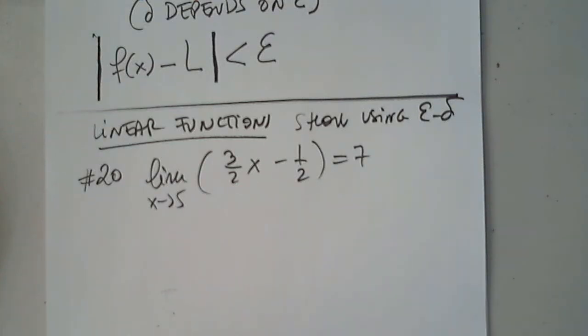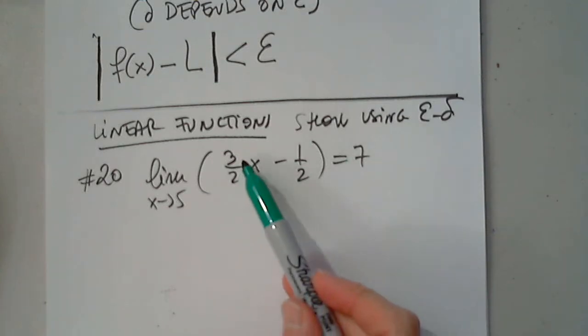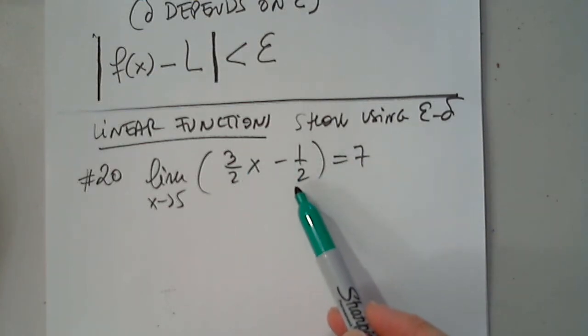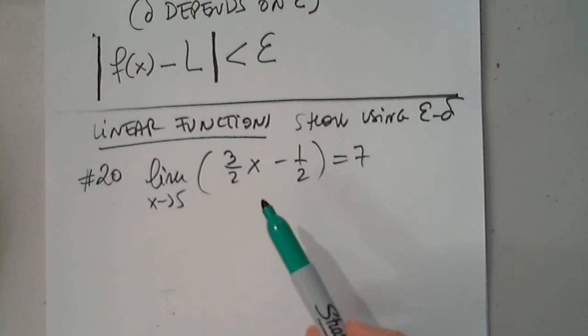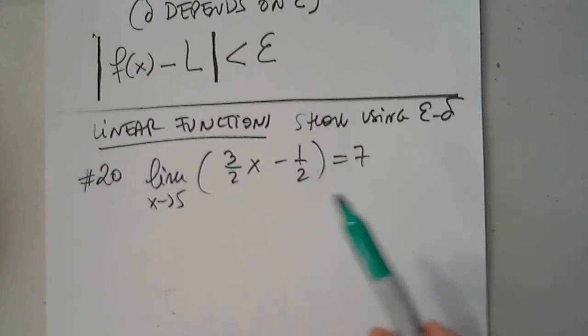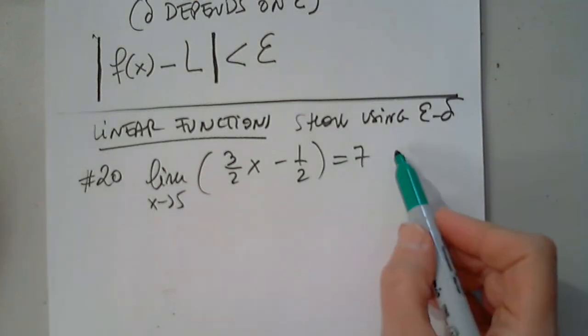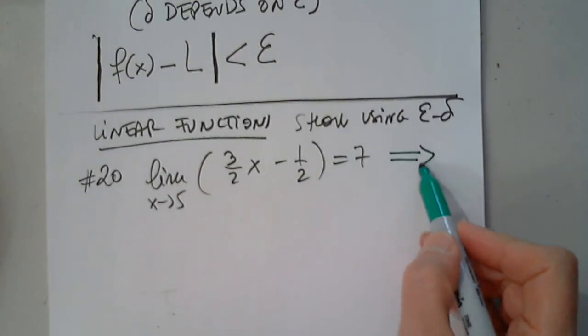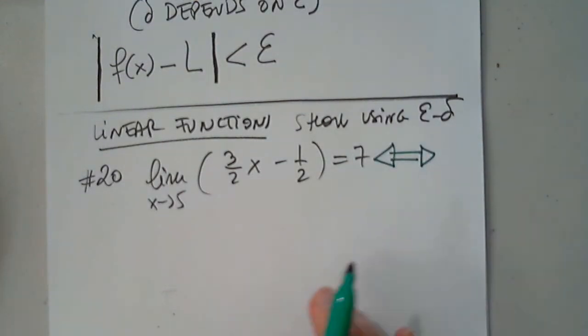So is this true? How do I verify? Anyone? Plug 5 in. Plug in 5. Of course. So 15/2 minus 1/2, how much? 14/2, which is 7. That's it. So then, awesome. So then we have the double equivalency.